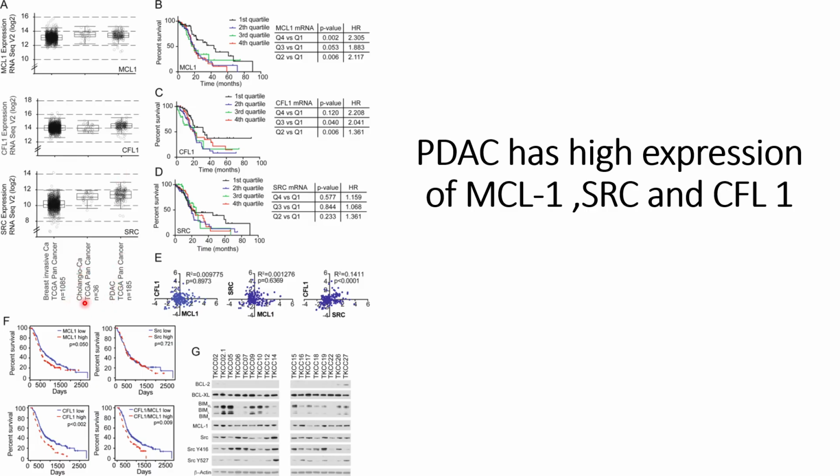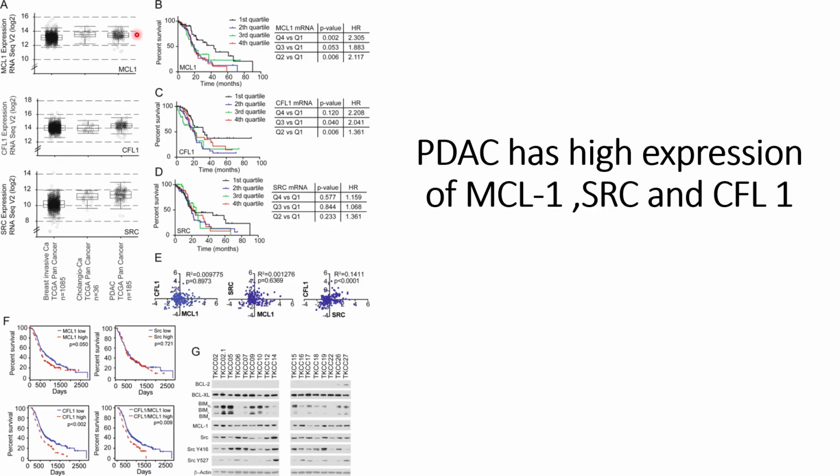It is comparable to the TCGA Pan-Cancer database. So they checked it in the breast cancer and the TCGA pan-cancer database, and they were able to see the expression levels are high for all these three genes. And when they checked it in the pancreatic cancer TCGA database, they saw these expression levels are also higher in this case.